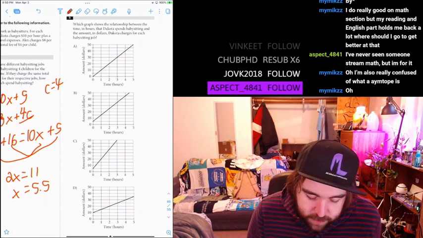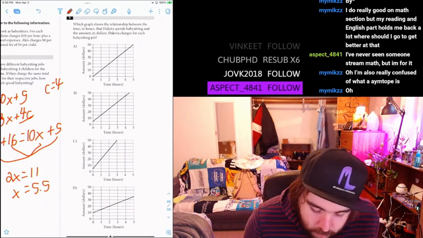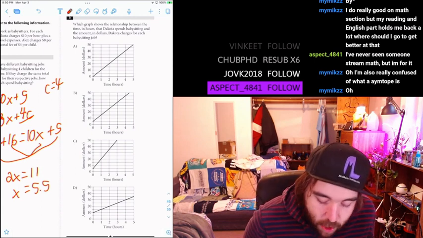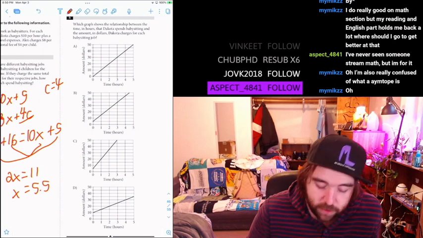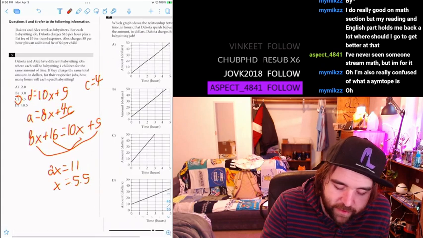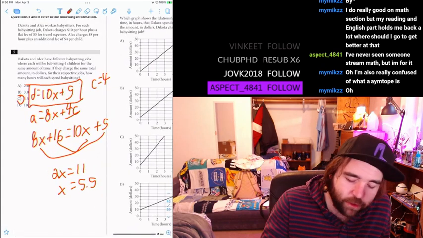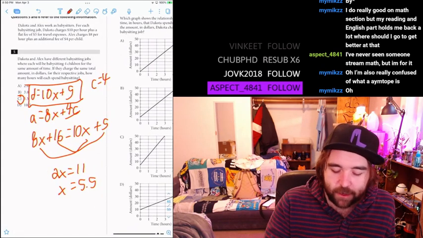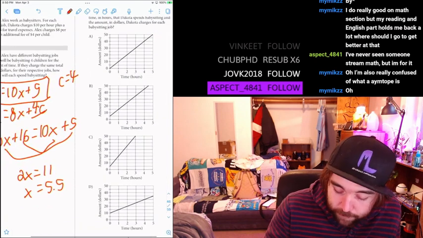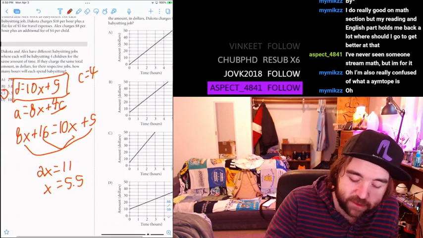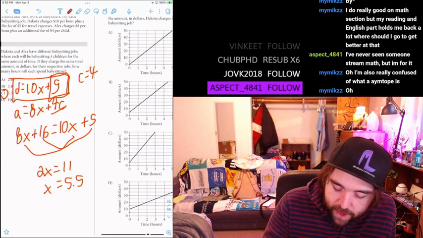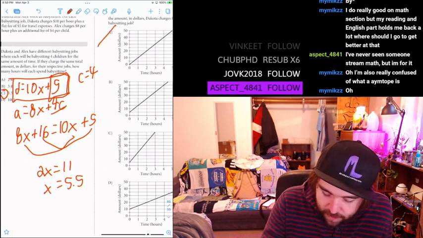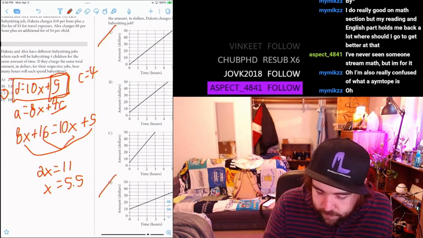Which graph shows a relationship between... Oh, this is the same thing. Between the time that Dakota spends babysitting and Dakota charges per hour. Yeah, so Dakota, that's this equation right here. And so our task is to graph that line. So it's not going to start at 0, actually. A little bit surprisingly, because that's the flat fee, right? So our y-intercept needs to be 5. So let's cross that off and that off.